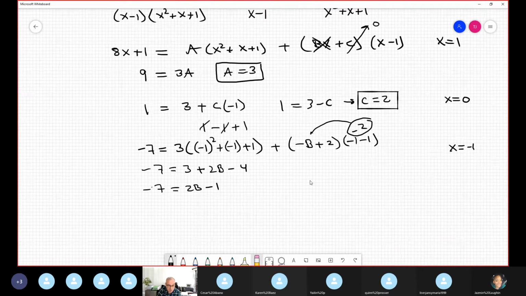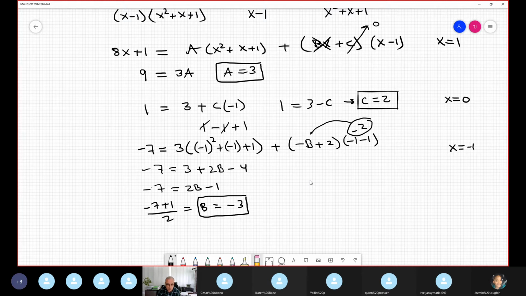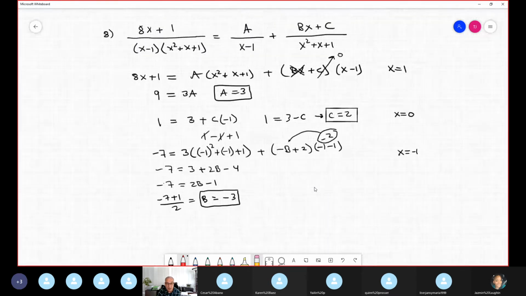So we have negative 7 plus 1 divided by 2, equals B. So, negative 6 divided by 2 is negative 3. Okay, now my final answer then is A. Okay, let me go back to the beginning to understand this.